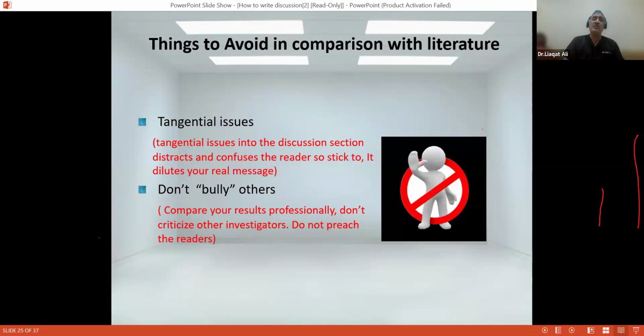Do not go into the tangential issues and do not bully the others. Compare your result professionally. Do not criticize other investigators. Do not preach to the readers. ये opinion नहीं बना रहे. Science is science. Science में कोई भी opinion making नहीं होती.